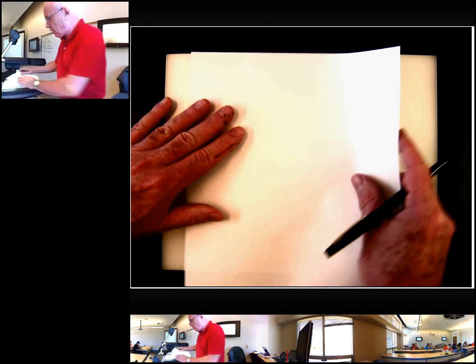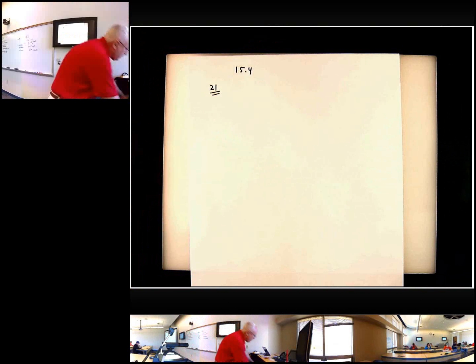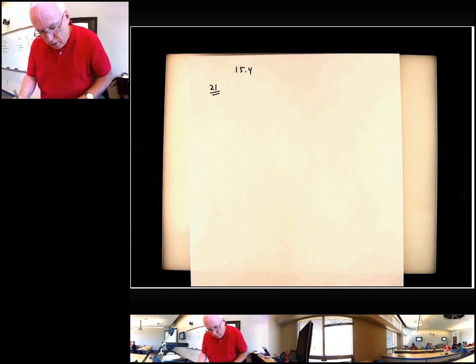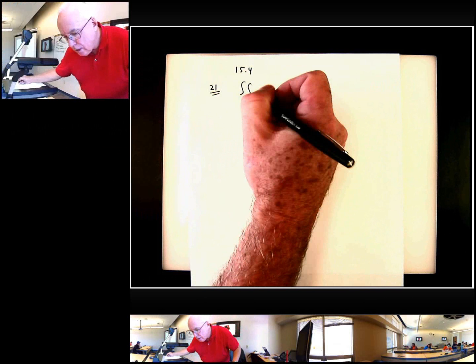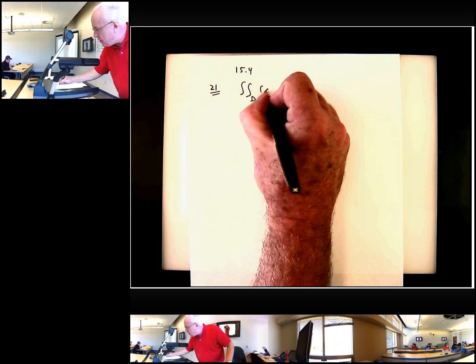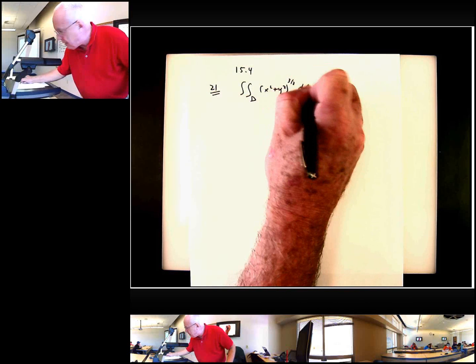All right. So the question is on the review set, section 15.4, number 21. Okay, so let me find that on page 1074, number 21. So we're integrating the double integral over D of x squared plus y squared raised to the 3/2 power dA.